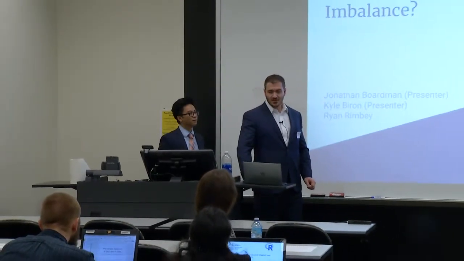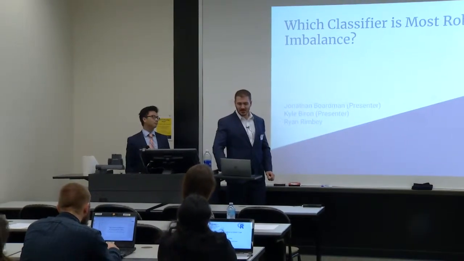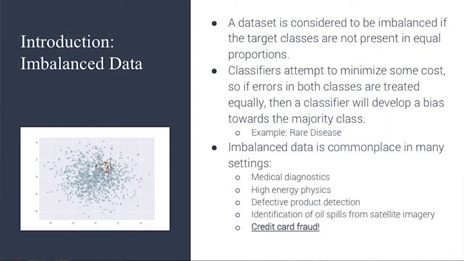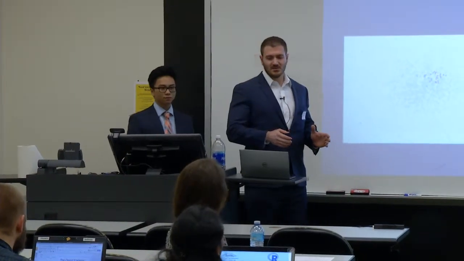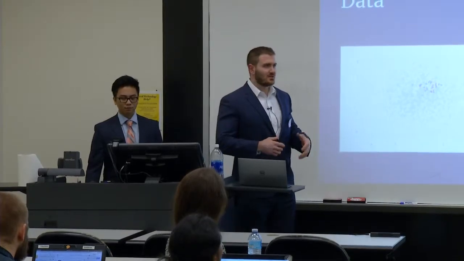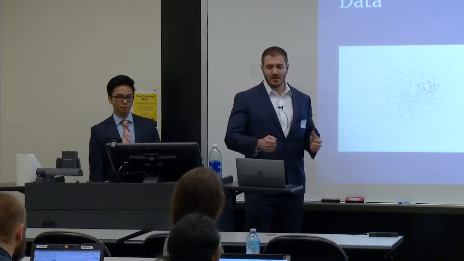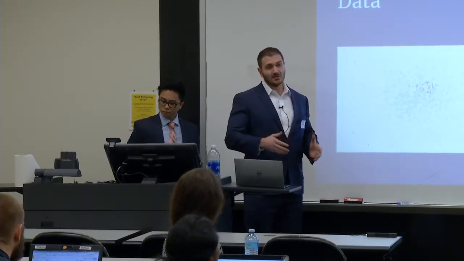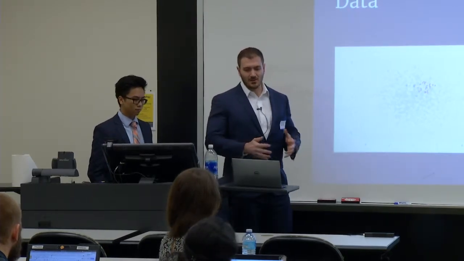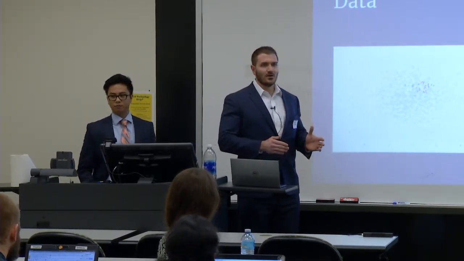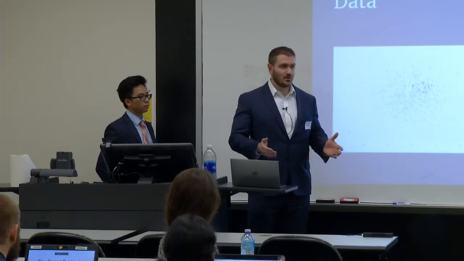Our project was which classifier is most robust to class imbalance? So to understand what we were doing, the first question is, what do we mean when we say class imbalance? Well, a data set is considered to be imbalanced if the target classes are not present in equal proportions. Since classifiers in general are attempting to minimize some cost, if errors in both classes are treated equally, then the classifier is going to have a tendency to develop a bias towards whatever the majority class is.